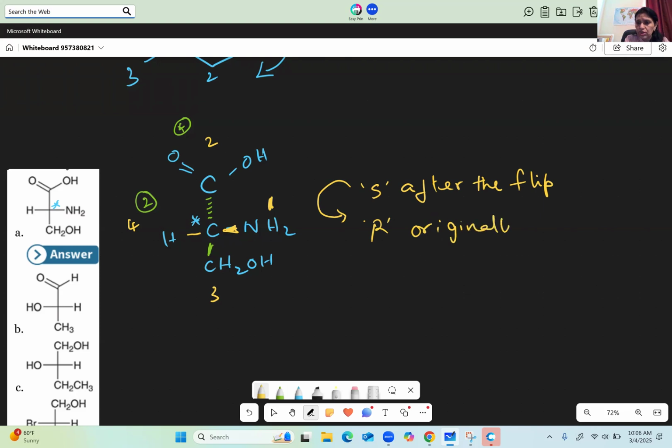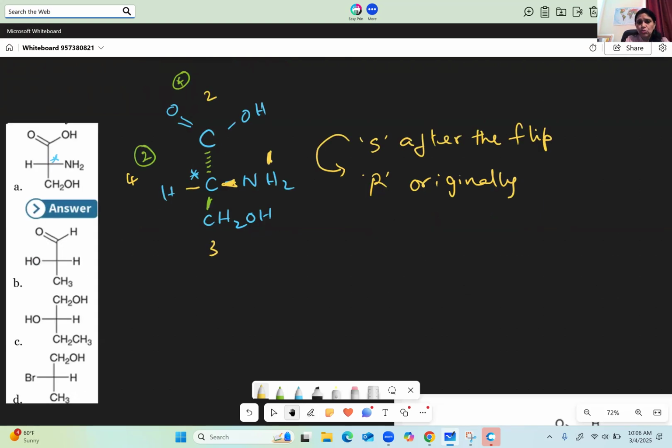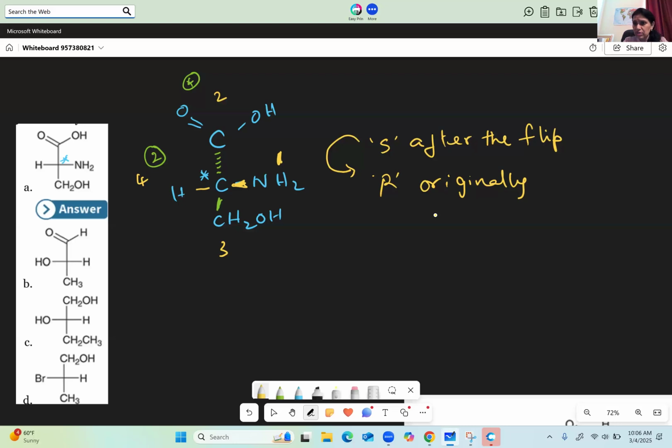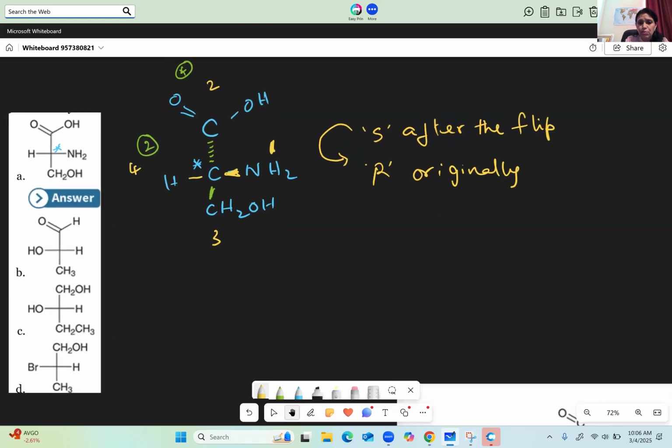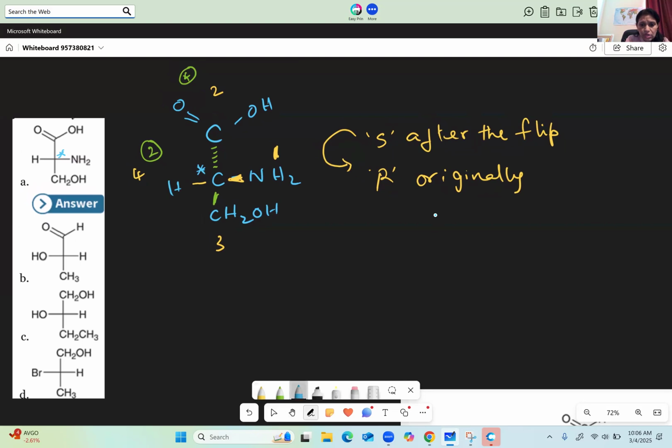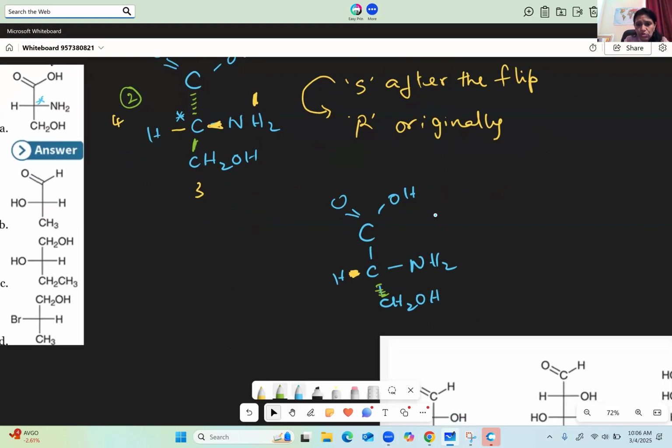Now just to prove it to ourselves, let us switch the dashes and wedges and see if we come up with the same configuration. I'm going to redraw this for myself: OH, carbon, NH2, hydrogen, and CH2OH. Now I'm going to switch my dashes and wedges, meaning I'm going to make my hydrogen a wedge and my CH2OH a dash. The priorities do not change: 1, 2, 3, 4.